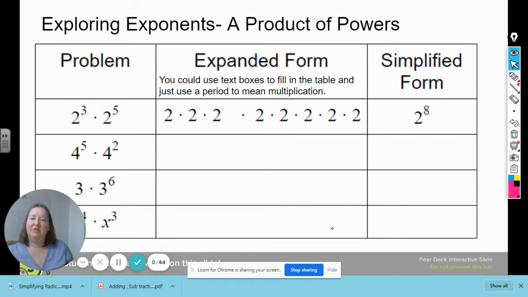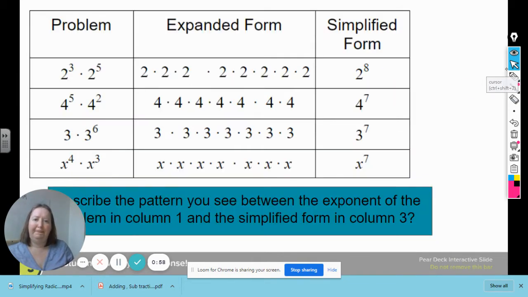2 to the third power times 2 to the fifth power, you can see that expanded out here, right? And then how do we write that in simplified form? 1, 2, 3, 4, 5, 6, 7, 8. 2 to the eighth. If you continue to do this and expand each one out, really, what are you doing with the exponents? You're adding them up: 3 and 5 to get 8, 1 and 6 to get 7, 4 and 3 to get 7. That's really what's happening to the exponent.